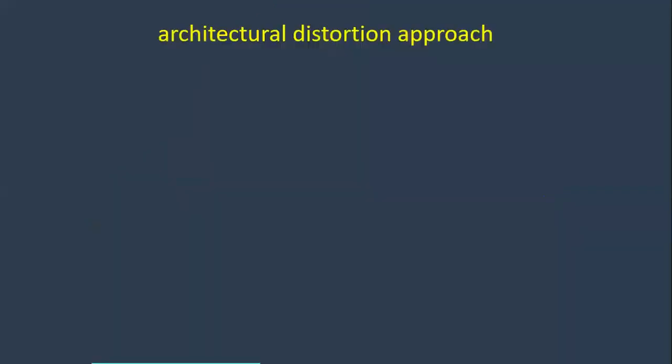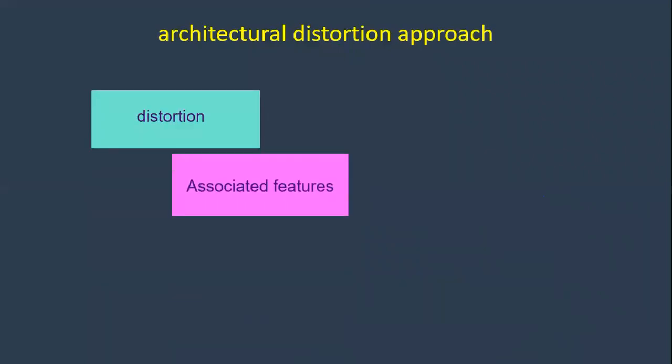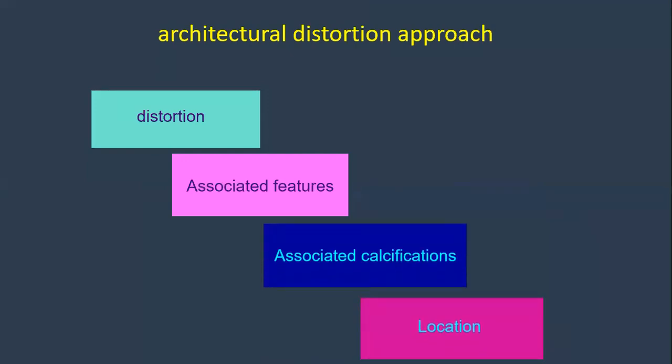Again, let us go back to our approach. For distortion, confirm that it is established, that it is a real abnormality representing architectural distortion. Look for the associated features, look for the ACR classification, and then localize the lesion within the breast.